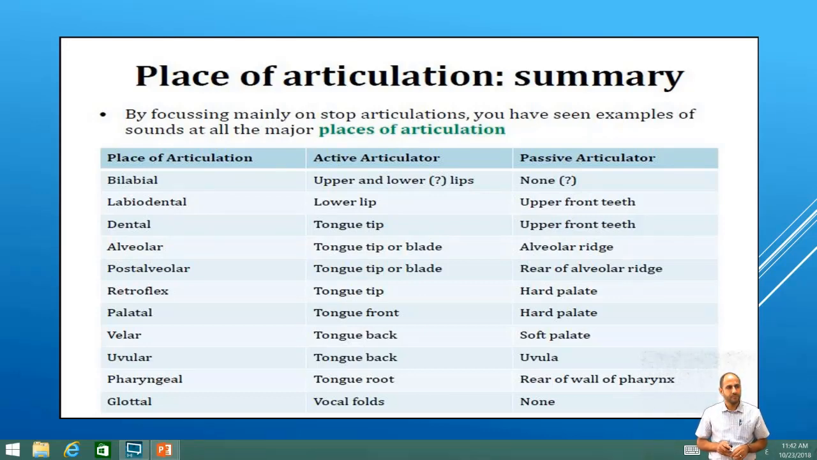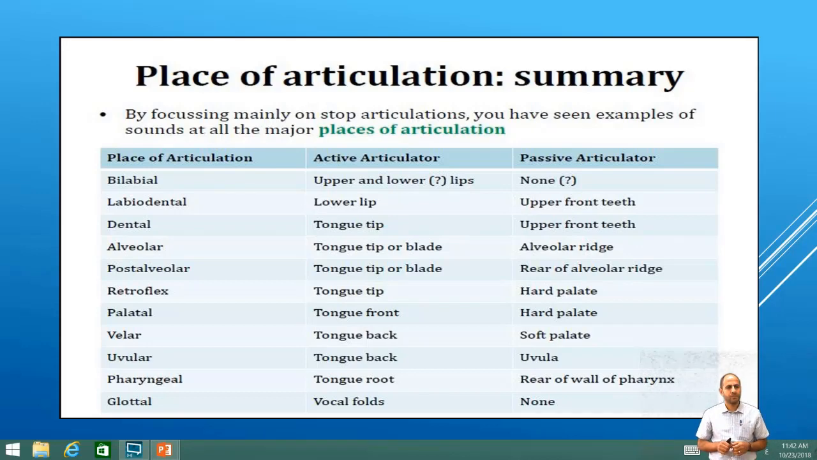Post-alveolars are produced with the involvement of the tip or blade of the tongue coming just behind the alveolar ridge, while retroflex are produced with the tongue tip coming to contact the hard palate, which is the roof of the mouth. The same thing is for the palatal, but the active articulator in palatal is not the tip of the tongue, but the tongue front.